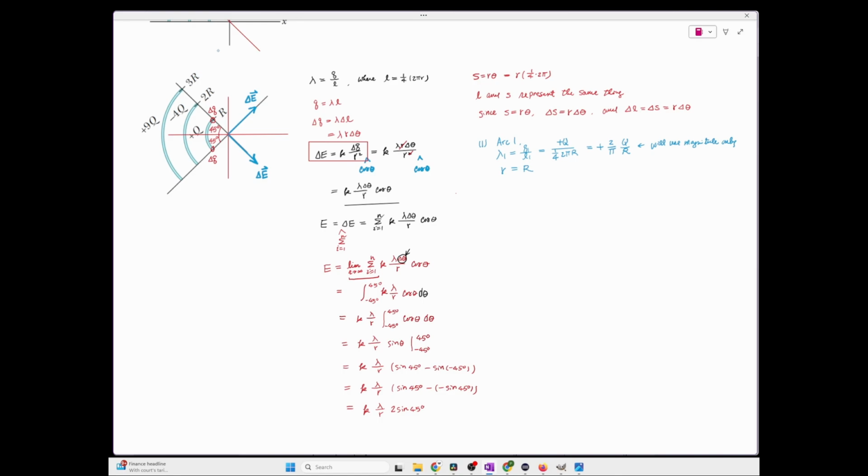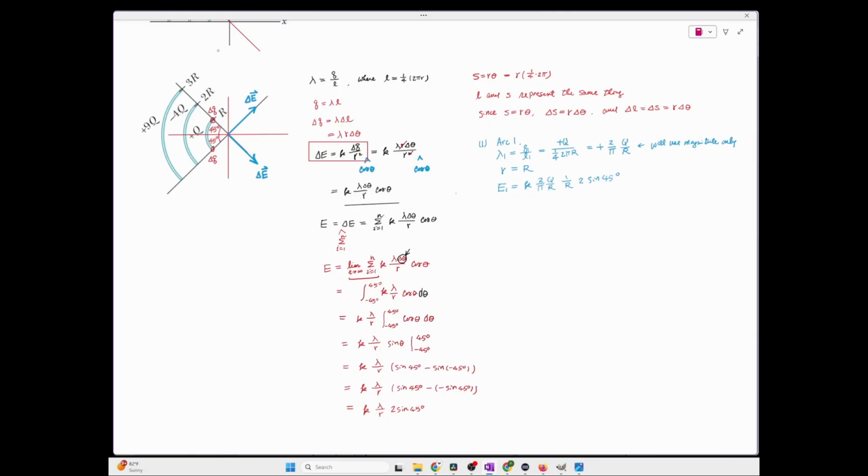And now we are ready to plug in term by term. Let's first plug in the expression for the linear charge density. And once again, notice that I am including only the magnitude and not the sign. And that should be followed by 1 over R. And in this case, that R should be an uppercase R. And then that will be followed by 2 times sine of 45 degrees.